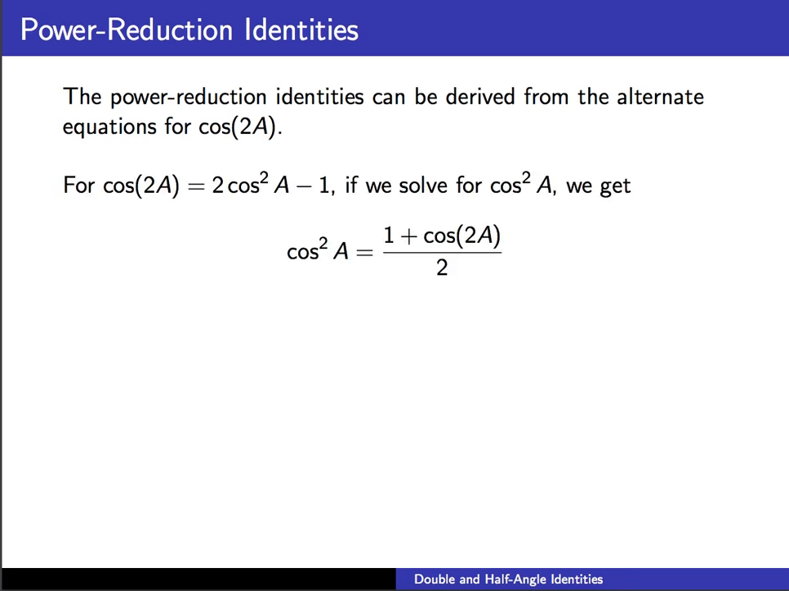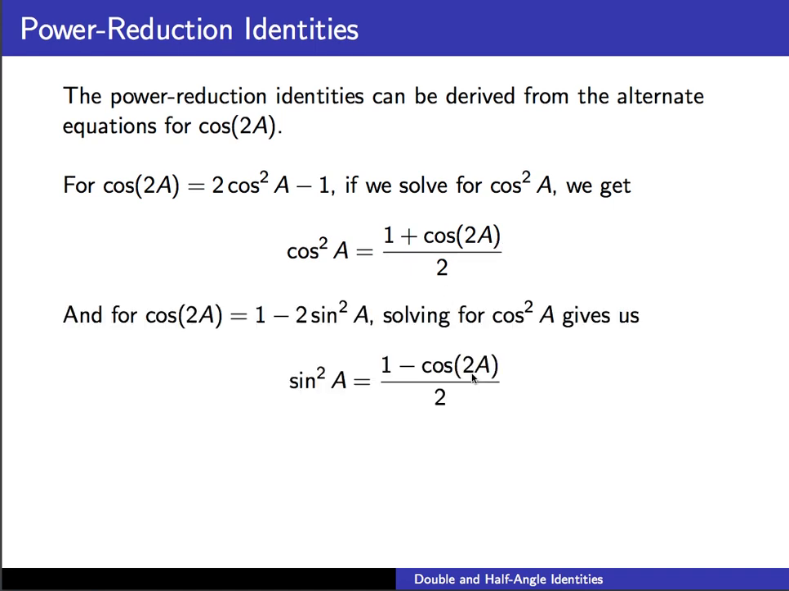So for cosine 2a equals 2 cosine squared a minus 1, if we solve this equation for cosine squared a by adding 1 and dividing by 2, we get cosine squared a is 1 plus cosine of 2a all over 2. And if we look at the other alternate form where cosine of 2a equals 1 minus 2 sine squared a, solving for sine squared a here, subtract 1 and divide by negative 2, we get sine squared a is 1 minus cosine of 2a all over 2. So these are what are known as power reduction identities.